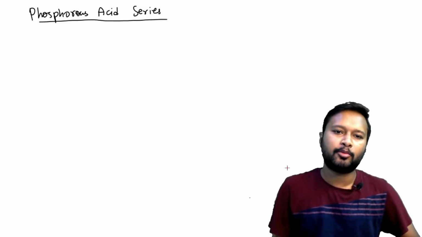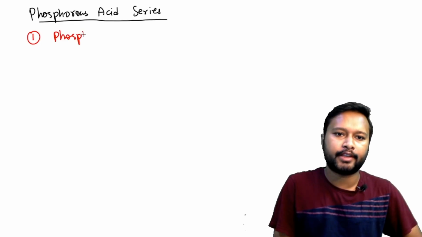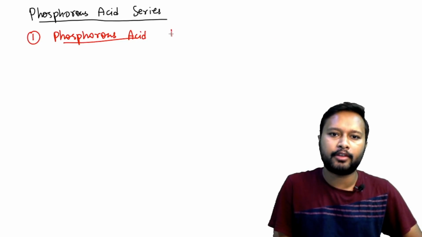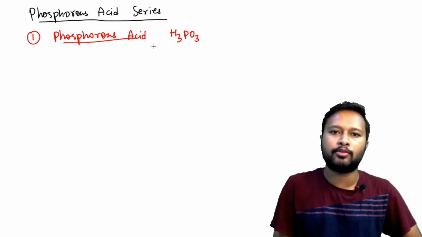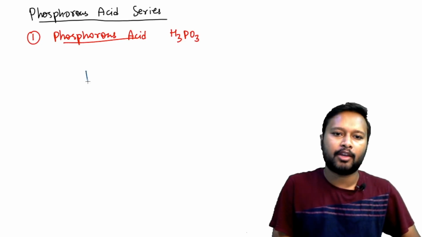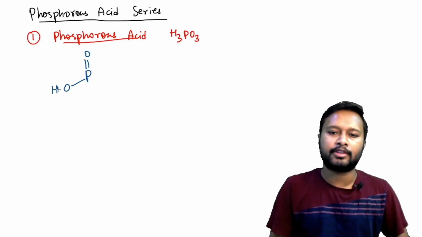Alright, so first let's talk about the phosphorous acid series. In this series, the first oxoacid will be phosphorous acid itself. The formula for this is H3PO3. You have to memorize this formula. Now what will be the structure of this? How to find it out? I already told you that P double bond O and OH is a very necessary condition for all the oxoacids of phosphorus, so it is going to stay like that.